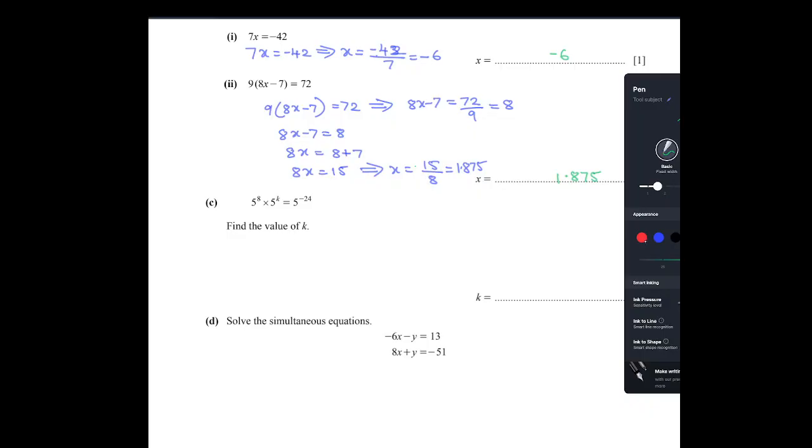See now. 5 raised to 8 into 5 raised to k is equal to 5 raised to 24. Find the value of k. So when the bases are same, using the laws of indices, the exponents are added when multiplication is done. So a raised to m into a raised to n will be a raised to m plus n. So 5 raised to 8 plus k will be equal to 5 raised to minus 24. Oh, my mistake here, this should be minus 24.